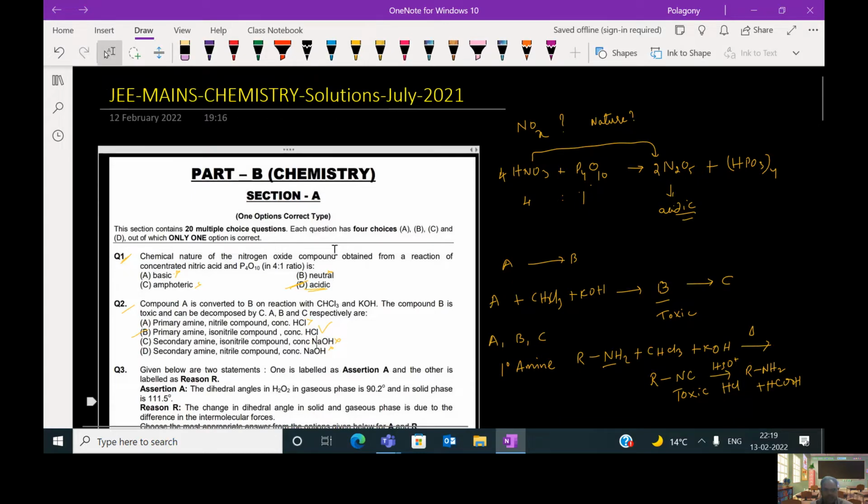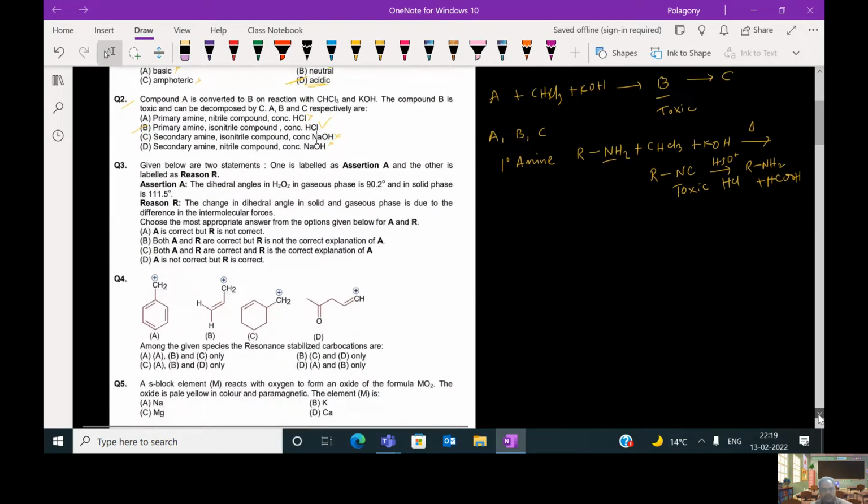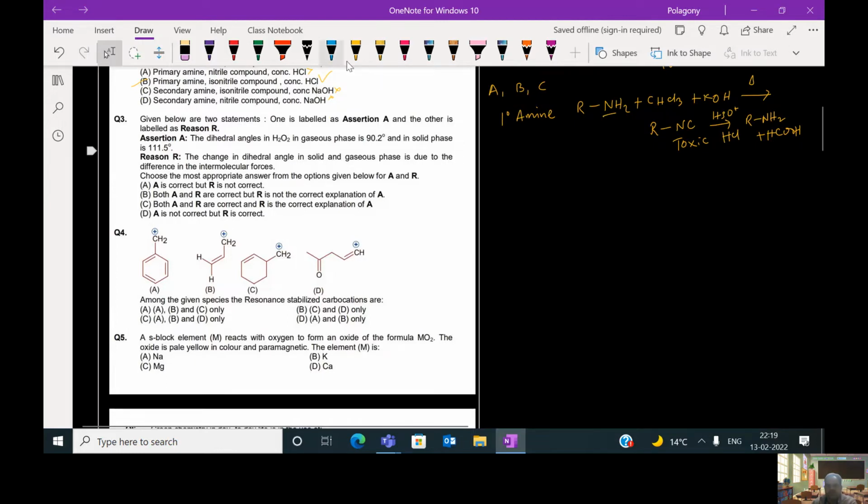Now question number 3. Given below are two statements. One is labeled as assertion, the other is labeled as reason. The assertion concerns the dihedral angle in H2O2. H2O2, hydrogen peroxide, has an open book shape.